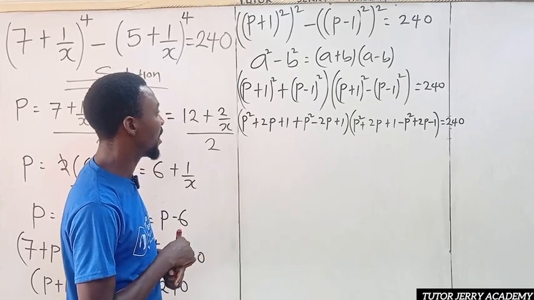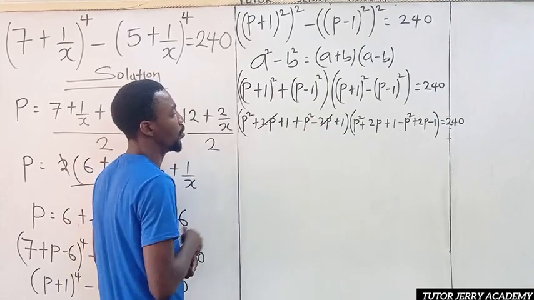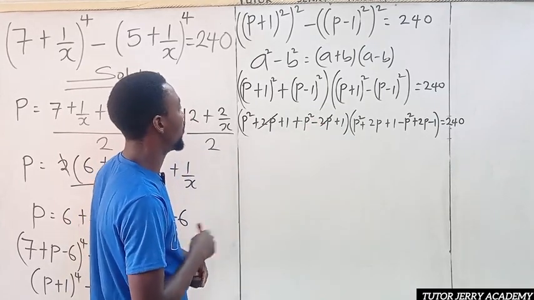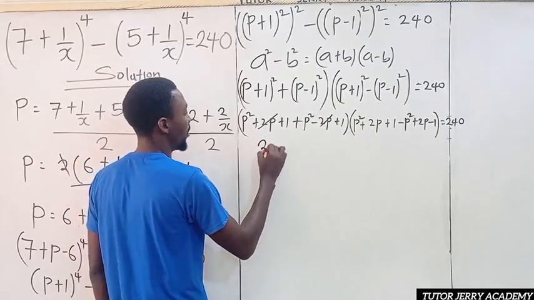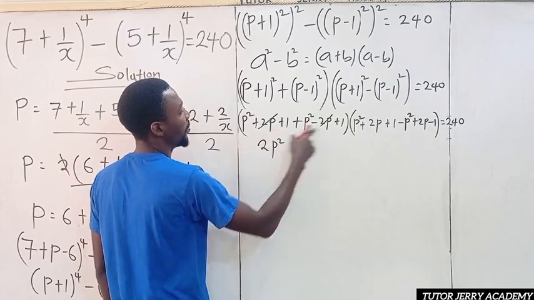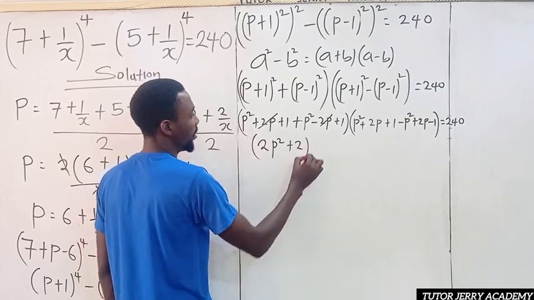If you look at this critically, you observe that 2p will go out with 2p. Then we are going to be left with what? p squared plus p squared, which is what? 2p squared. Then 1 plus 1, which is what? Which is 2. So we are done with this bracket.